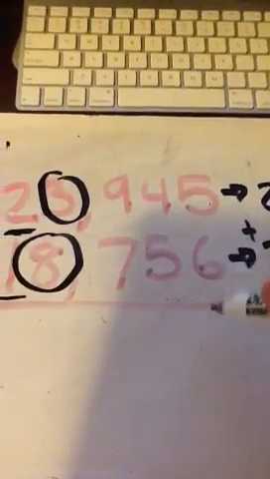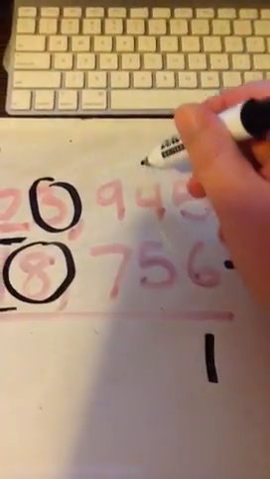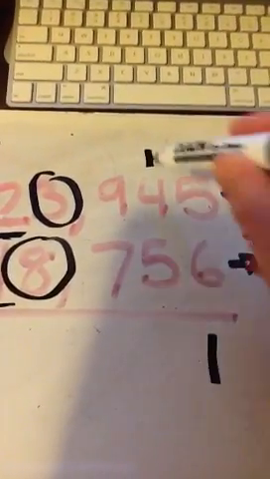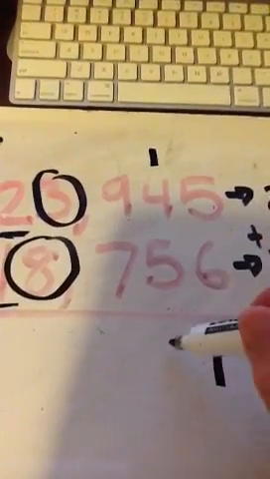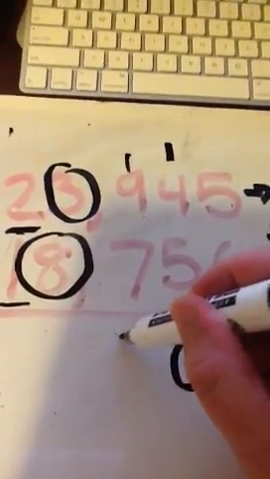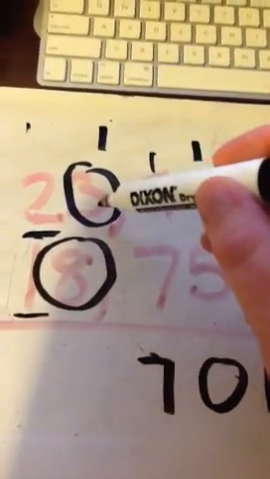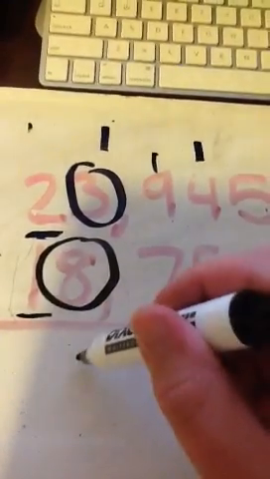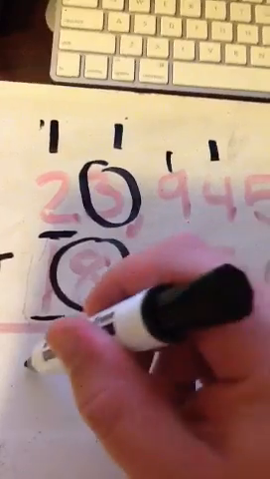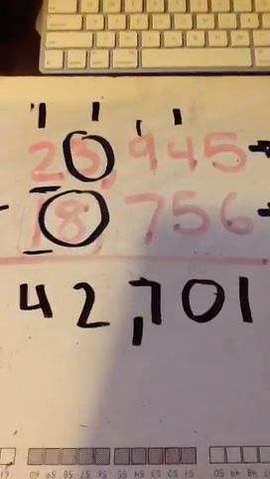So in this problem we have 5 plus 6 in our ones, and again we're working right to left. 5 plus 6 is 11. We carry our 1 from our 11 up. We have 1 plus 4 plus 5 is 10. 1 plus 9 plus 7 is 16, plus the 1 is 17. Put down my 7, carry my 1. 1 plus 3 is 4, plus 8 is 12. Put down my 2, carry my 1. 1 plus 2 plus 1 is 4. So my exact answer is 42,701.